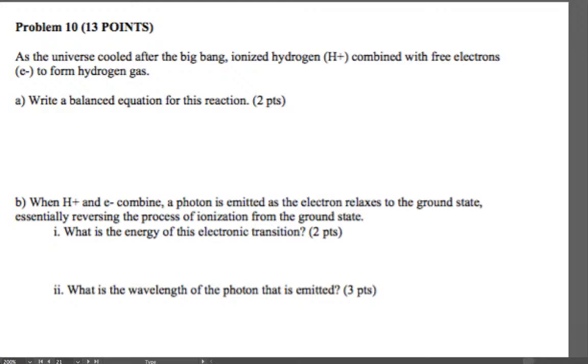As the universe cooled down after the Big Bang, ionized hydrogen, H plus, combined with electrons, e minus, to form hydrogen gas. Write a balanced equation for this reaction. Okay, let's see. H plus and an electron would result into H. To form hydrogen gas, you need two of those, and you need two of those. That's simple.